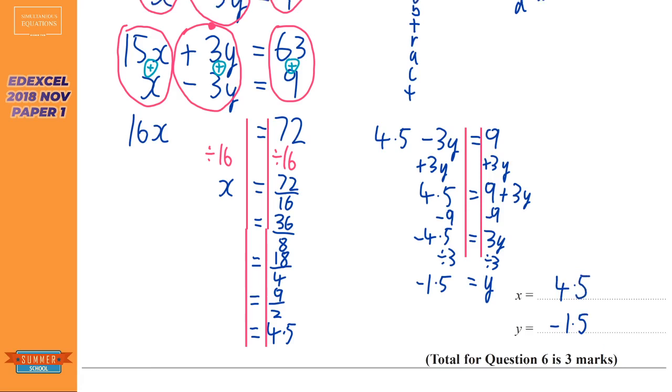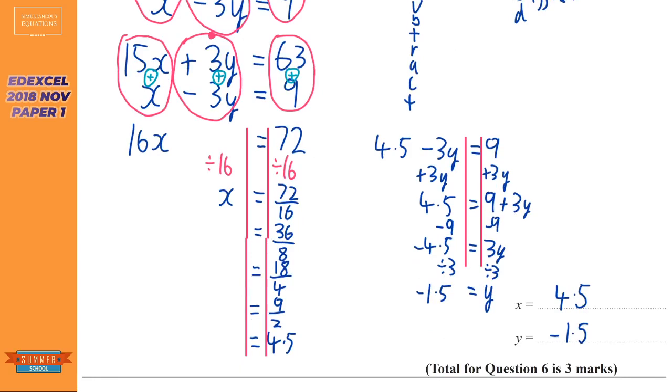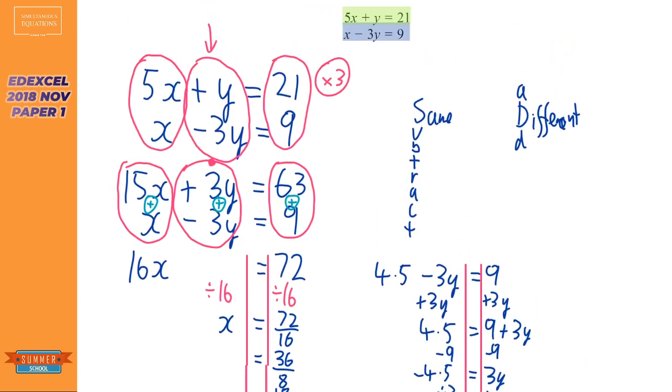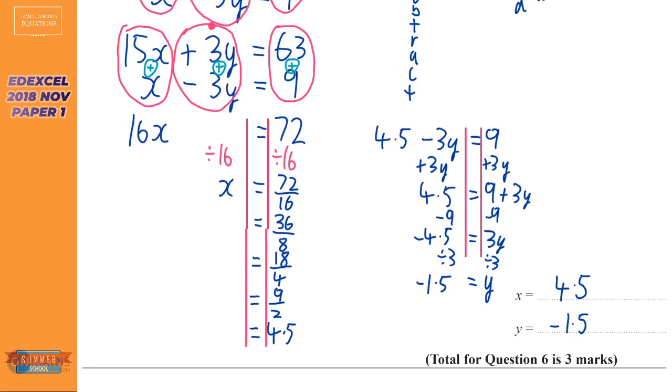Now if you've got time at the end of the exam, you could substitute those values into the equation we didn't use, the first one. So you could do 5 times 4.5 plus minus 1.5, and that does equal 21, so we know we've got it right. And as I said, there's loads of different ways of doing this. So if you do it a different way, if you make the x's the same, if you get it so it's y equals and substitute it into the other one, that's absolutely fine. As long as you get the right answer, stick with the method you're happy with.